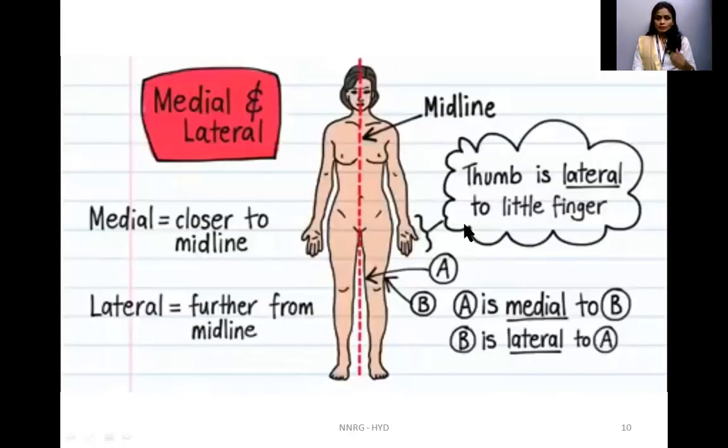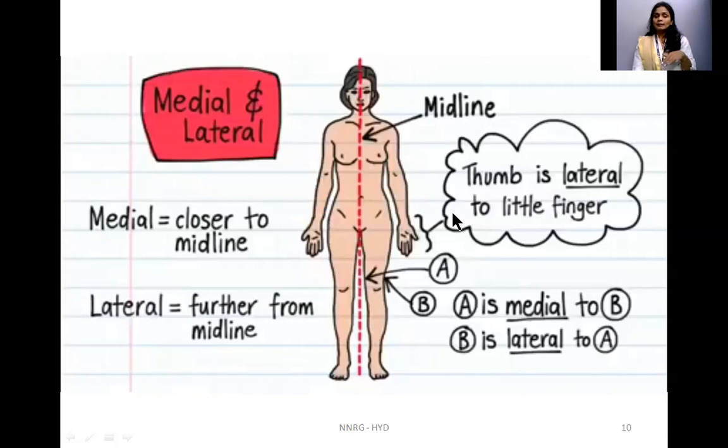After studying all these terms, now we will study medial and lateral. Medial and lateral are concerned with the midline. The midline is an imaginary line that you draw in the body, exactly at the center, dividing it into two parts. That imaginary line that you draw in the center of your body is called the midline. Anything that is closer to the midline is called medial, and anything that is away from the midline is called lateral. So medial is closer to the midline and lateral is further from the midline.